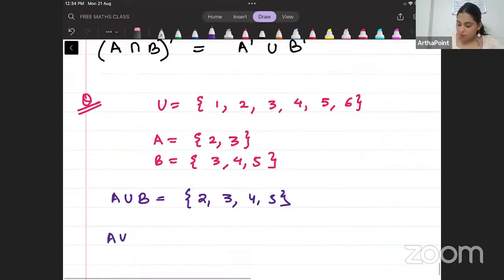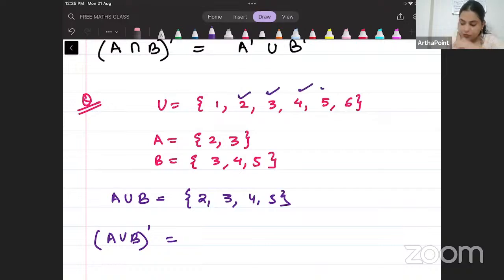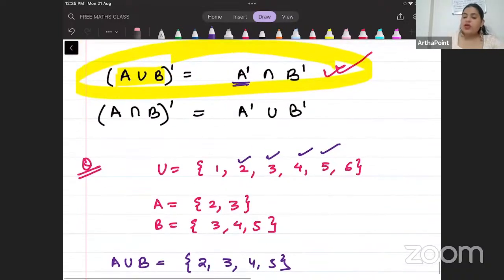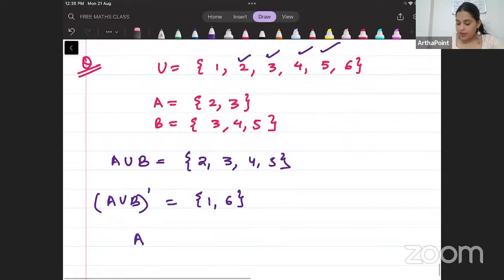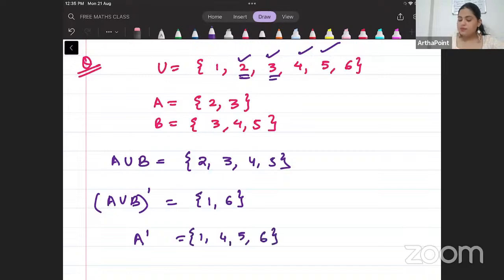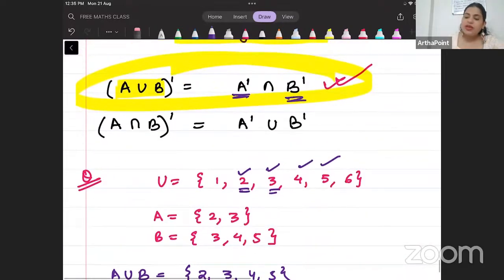If you have to find its complement, it means from the union, you will subtract this. Union में से इसको हटा दो. So what will you get? You will remove 2, 3, 4, and 5. You will get, beta, 1 and 6. ठीक है जी. अब ये देखो, A complement क्या होगा बेटा? What will be A complement? Everything in the universe except A. So you will remove 2 and 3. So you will get 1, 4, 5, and 6. Beta, what is going to be B complement?